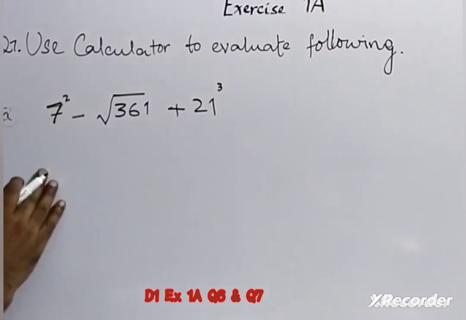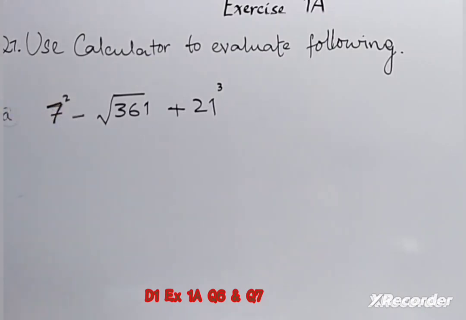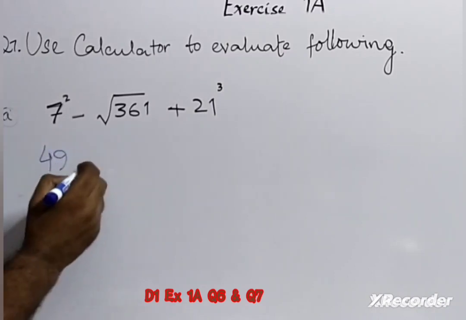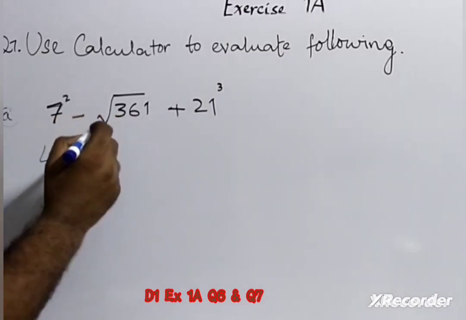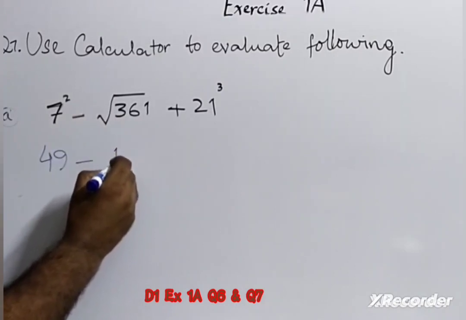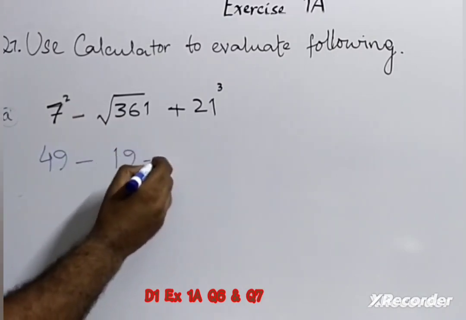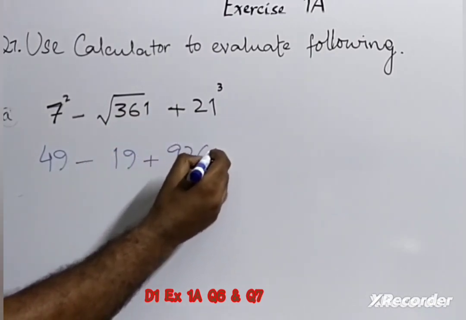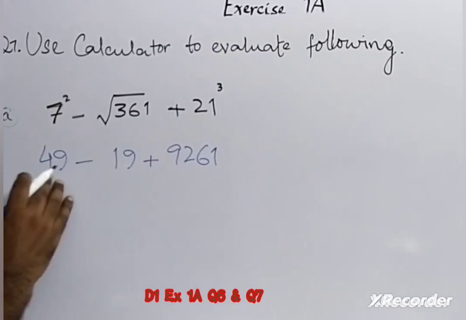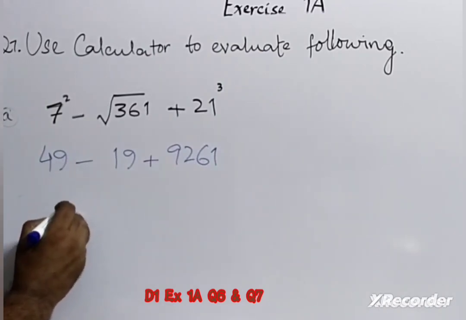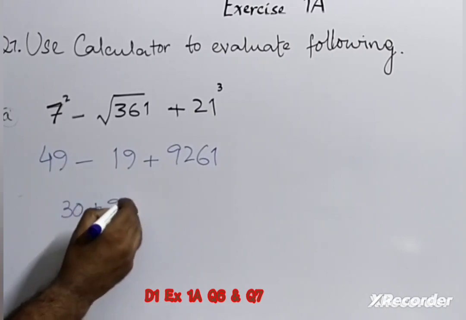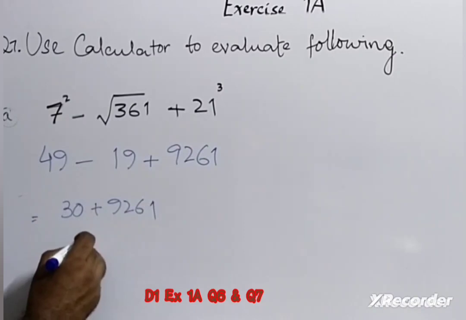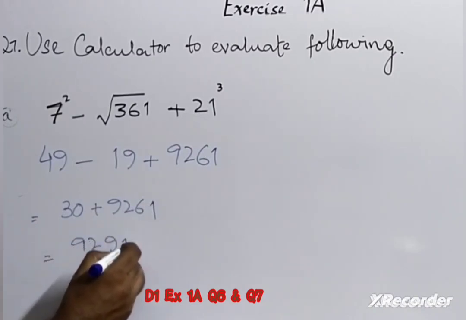try to solve it from the calculator, 7 squared is equal to 49, minus the square root of 361 is 19, plus the cube of 21 is 9261. By solving the first two we get 30 plus 9261, and when we add this we get 9291. That's our answer.